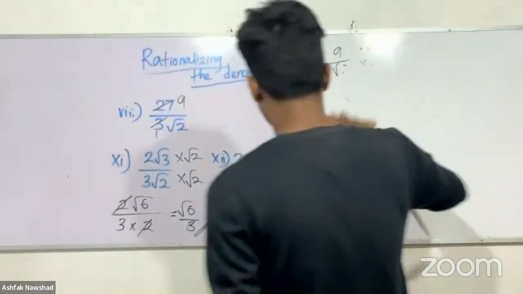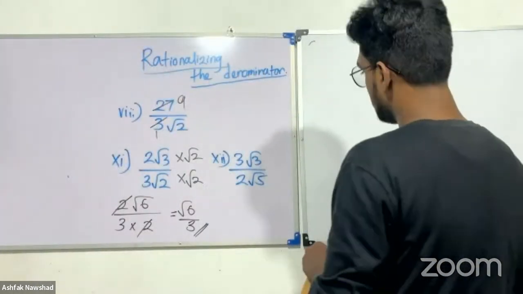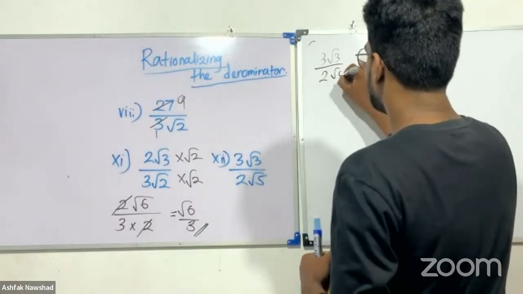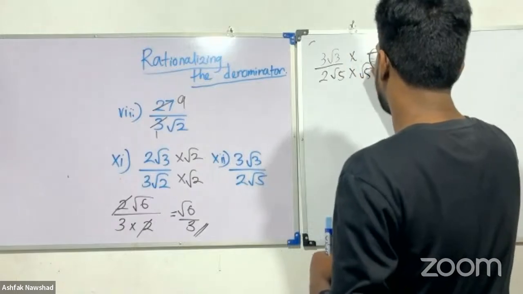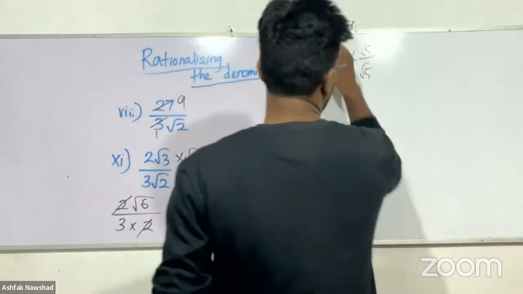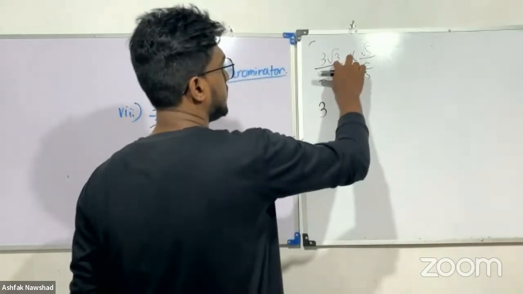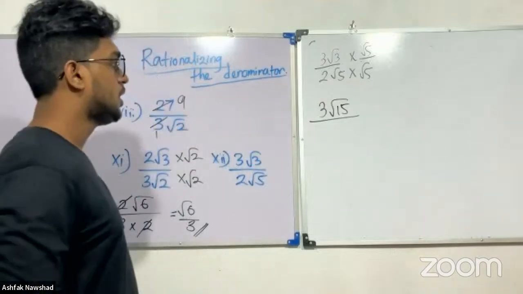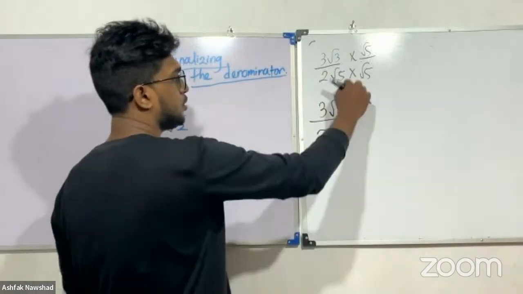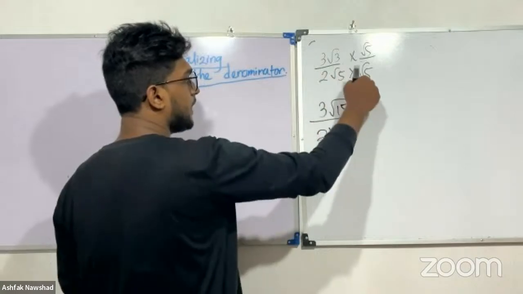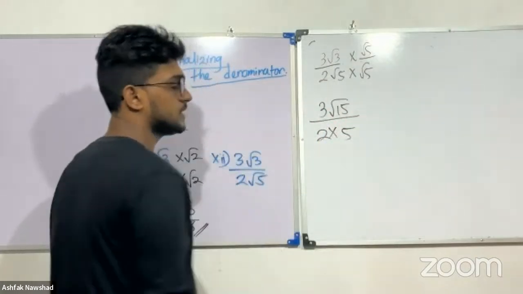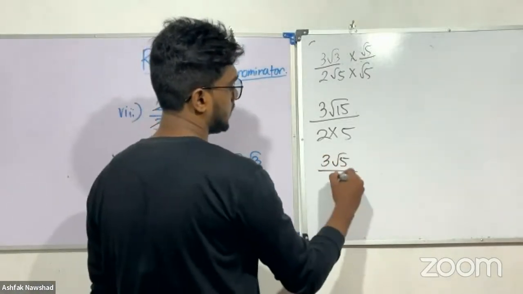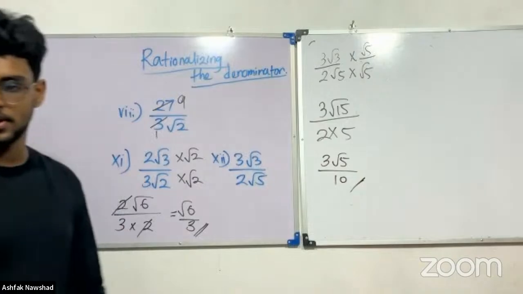And the final answer. This question, let's see. 3 root 3 over 2 root 5. So we have to multiply this by root 5. 3 exists. 3 root 3 into root 5 is root 15. Root 2 is here, just 2 is here. Root 5 into root 5, the root gets removed and it's just 5. So the answer is 3 root 5 over 10. Yeah, and your answers are correct.